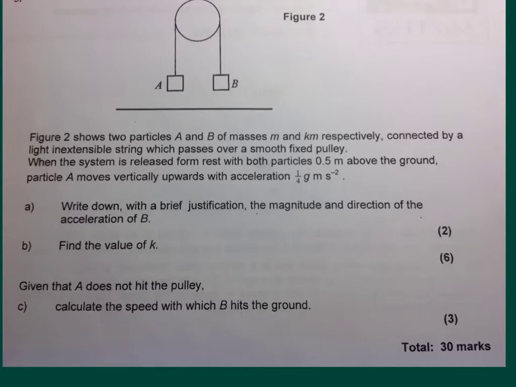Okay, so the last question is a connected particles question. Two particles A and B of masses m and km respectively are connected by a light inextensible string, so that's important, and it passes over a smooth fixed pulley. And then when the system is released from rest, A is accelerating up, A equals a quarter g meters per second squared.